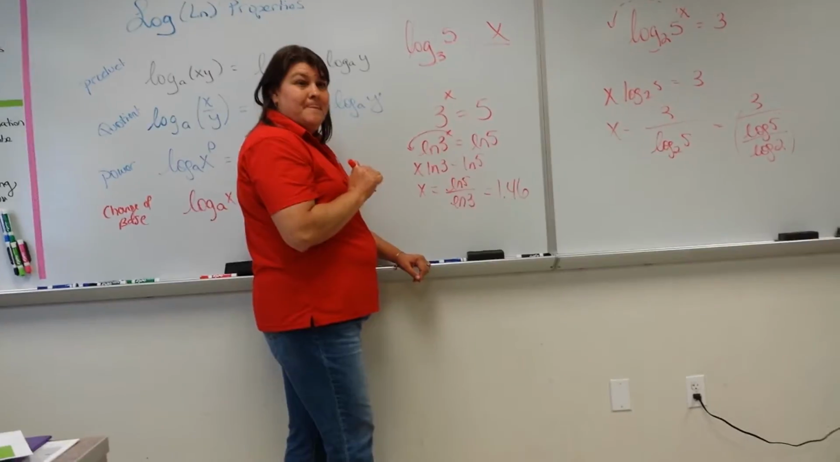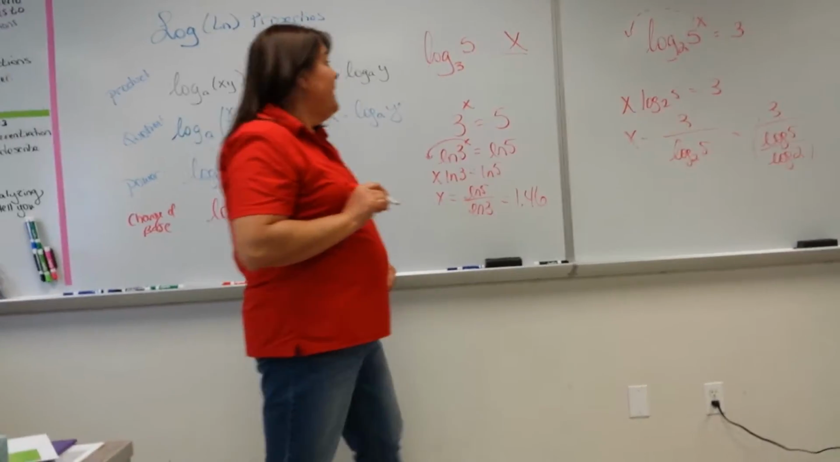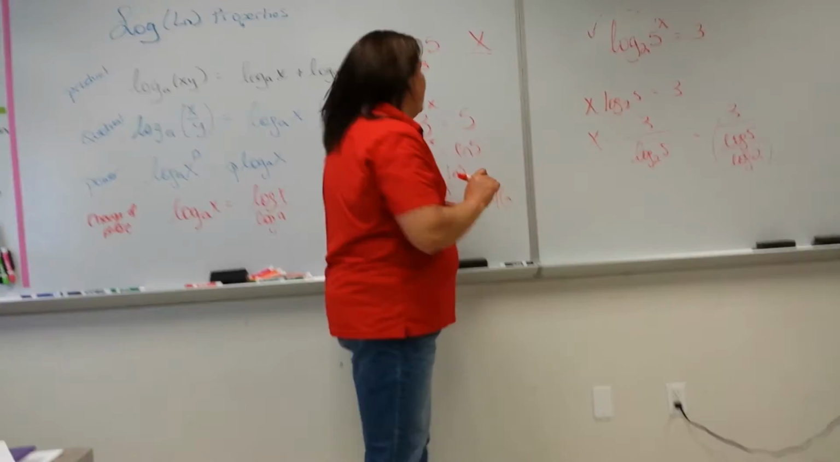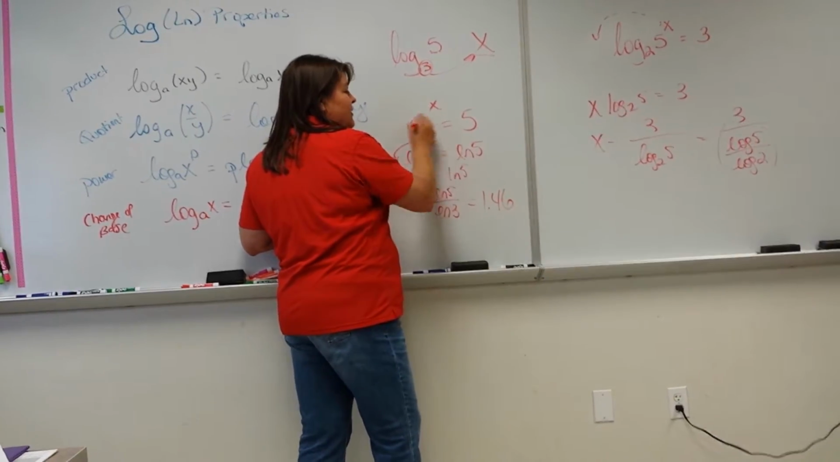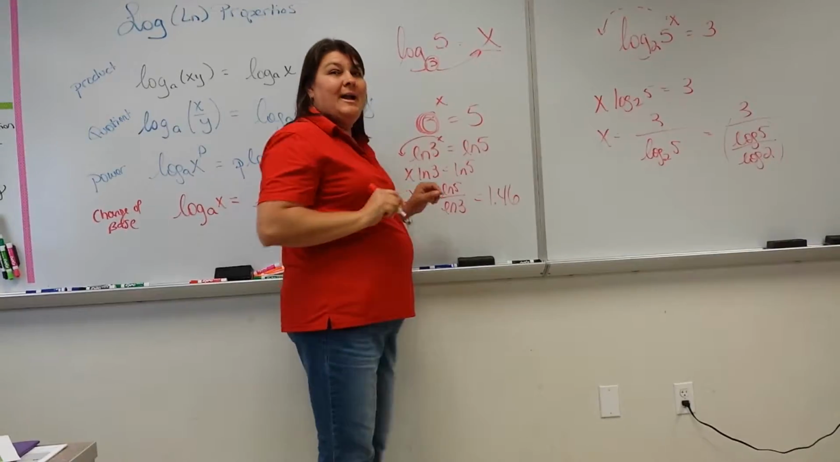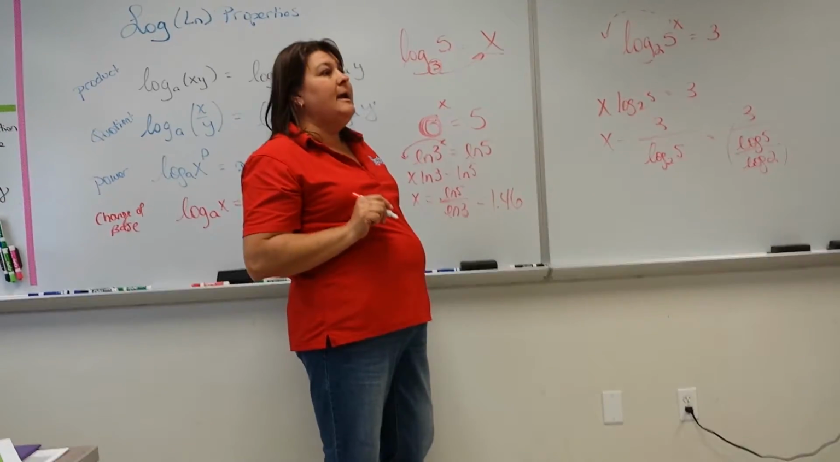How did Miss Kay know that the 3 would be a little number? How did I know? Because I remember it's something to a power. So whatever that little thing is, it's to a power. The base of the log is the base of the exponent. That makes sense.